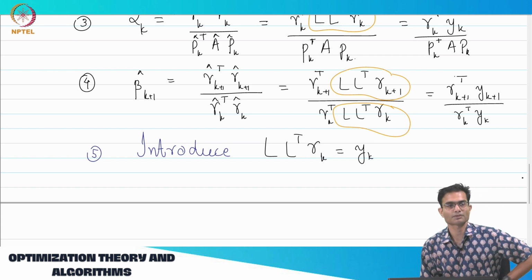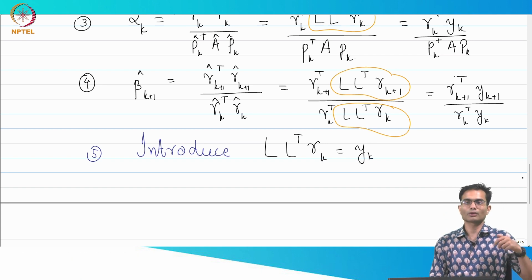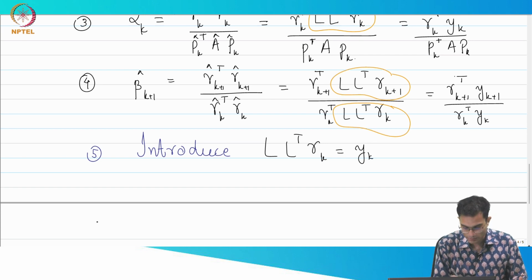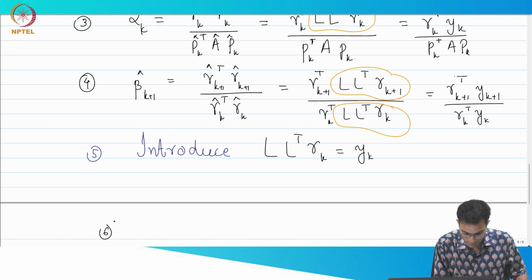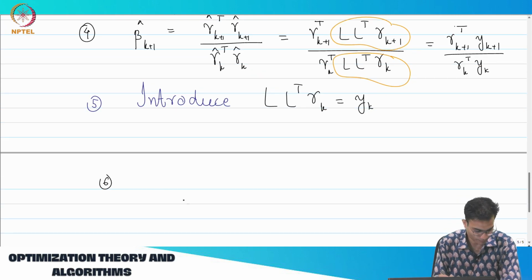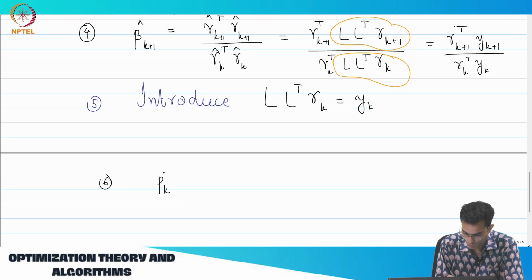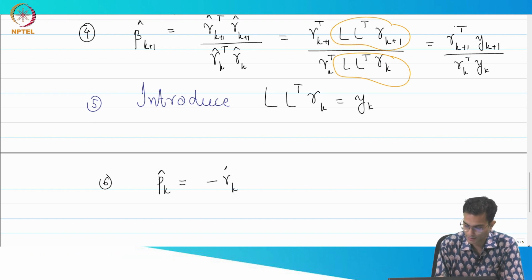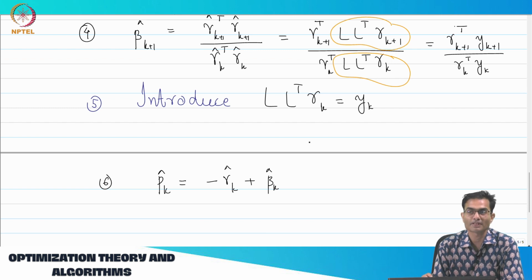So I have got my alphas, betas. I need to now know how do I go to the next conjugate direction. So pk hat, I write it in terms of minus rk hat plus beta k hat times what? The previous conjugate direction, so pk minus 1 hat.